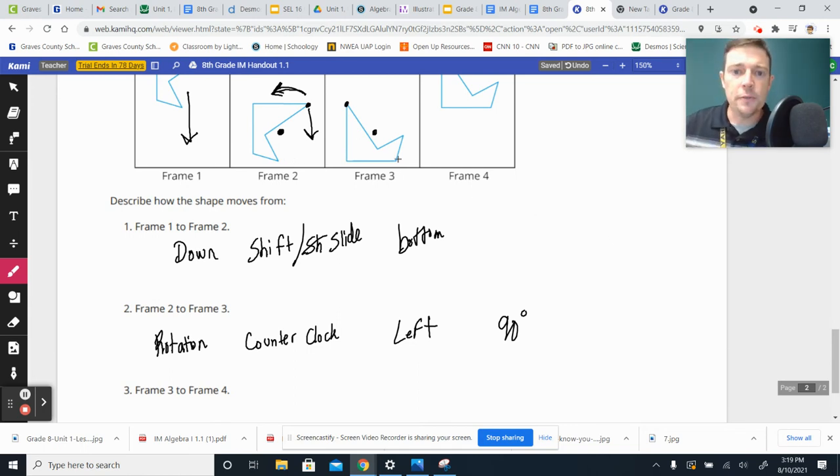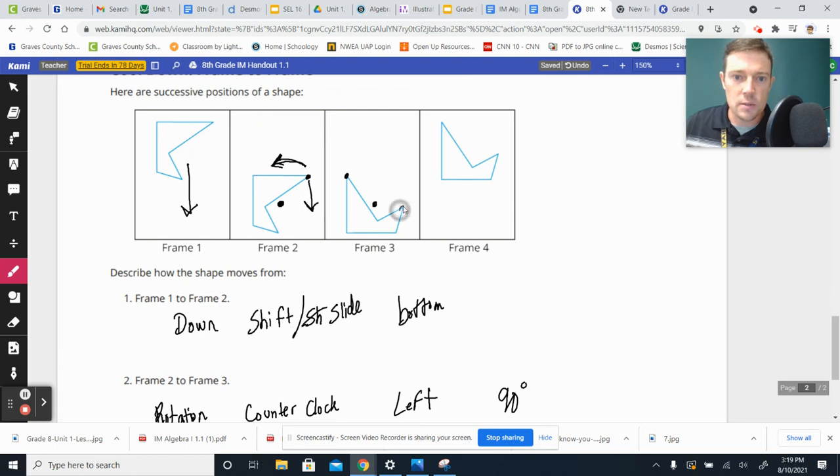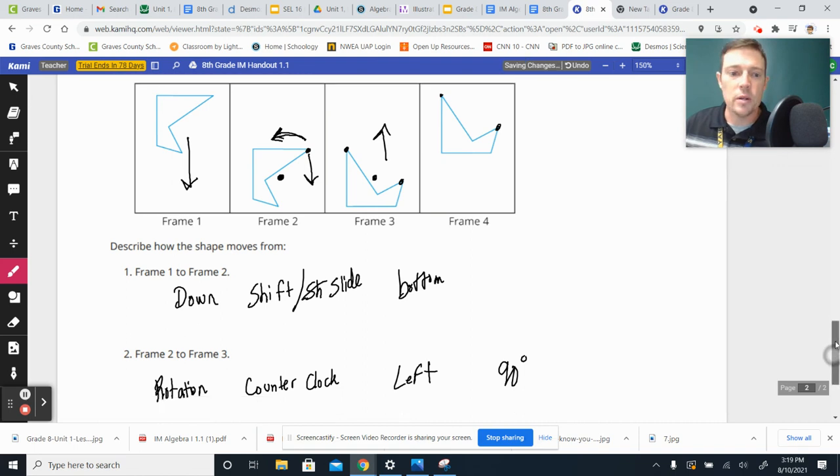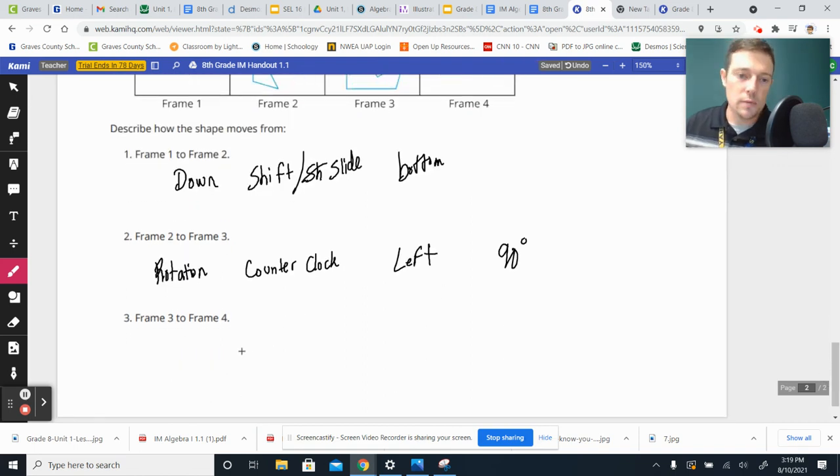And then from 3 to 4, the rotation is not changing because this point matches up with this point here. They're all in the same spot. The only difference now is that it's shifting back up. So your last one there from frame 3 to frame 4 would be a shift upward, or a shift to the top half, something like that, a shift or a slide upward.